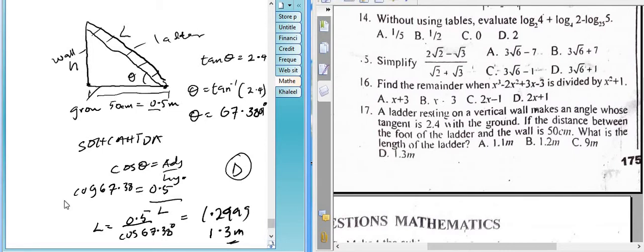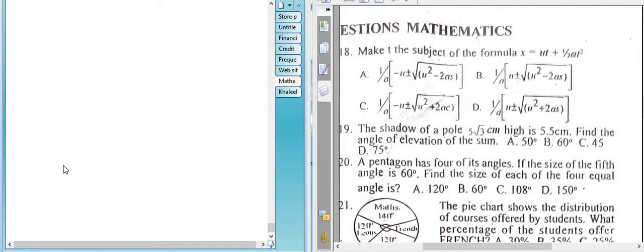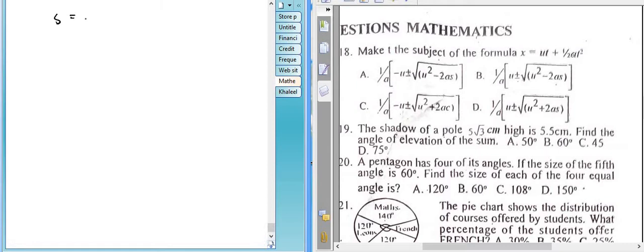Okay, going to the next question, question 18. Question number 18 says make t the subject of the formula. We have s equal to ut plus half at square. That is the equation of motion. So we are to make t the subject of the formula.